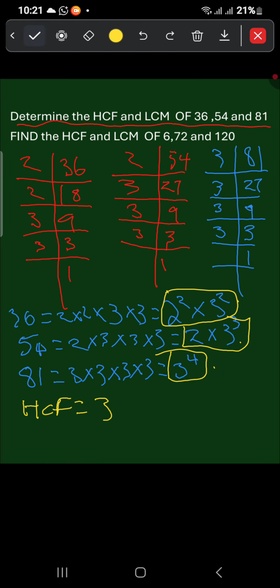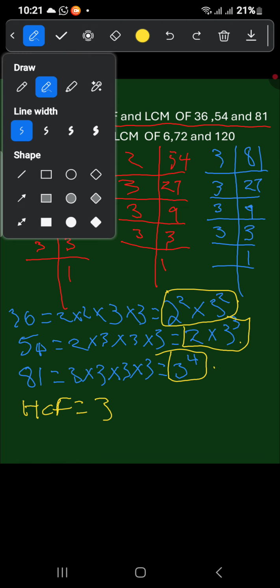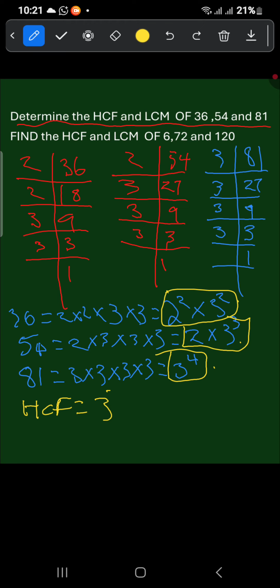The lowest power of 3, right? This is 2 as an exponent of 3. This is exponent 3. This is exponent 3. No, sorry, exponent 4, exponent 3, exponent 2. So you choose the lowest exponent there, and the lowest exponent is 2. Now there is no other number that is appearing both sides, so meaning now their highest common factor is actually what? 9.